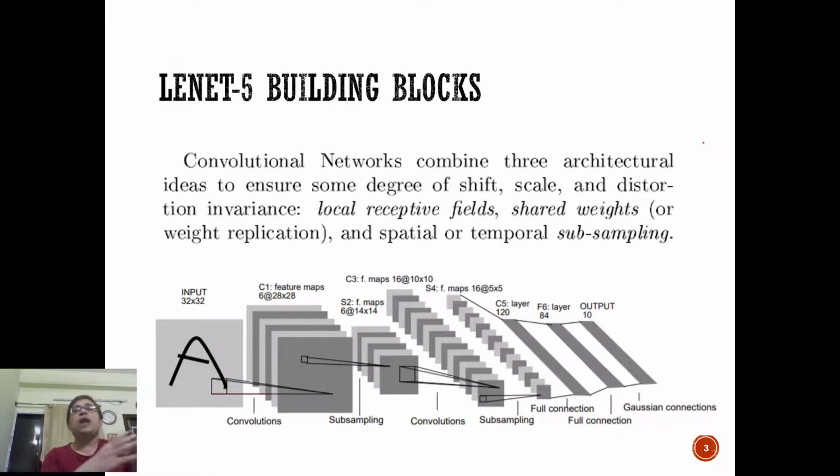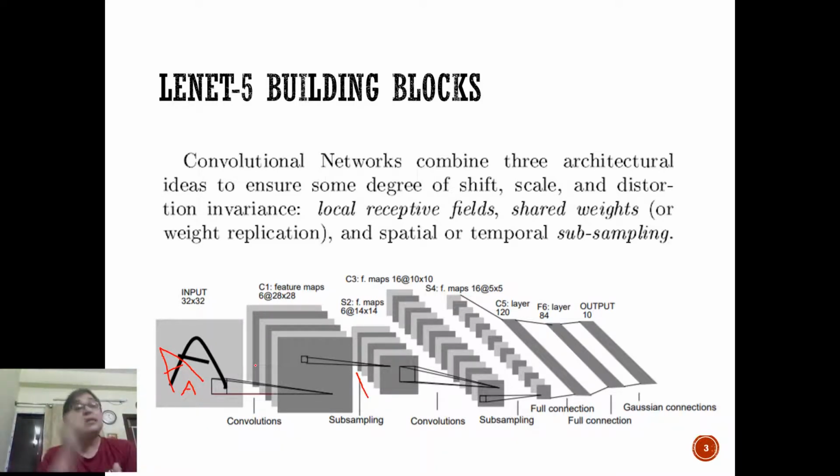Now we are coming to LeNet5, and again one of the tidbits directly from the paper: the convolutional network combines three architectural ideas to ensure some degree of shift, scale, and distortion invariance. We are dealing with a computer vision problem. So here is an A, but this A can be a little bit tilted, so it can be somewhat like this. It can be of lesser size, or it can appear at any position of the image.